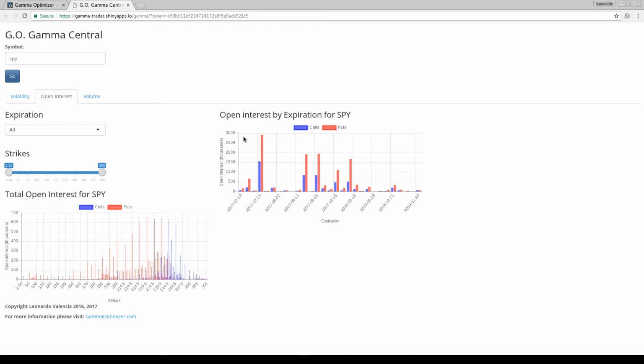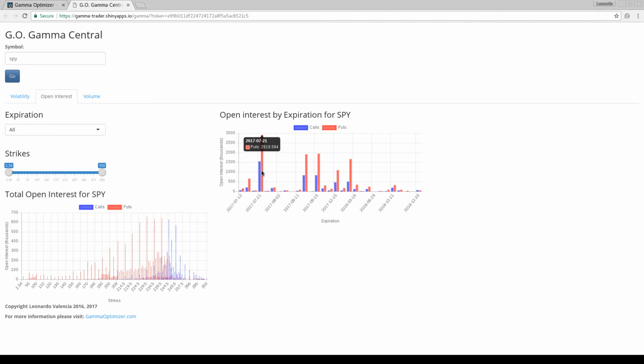You can see that it's massive interest. I mean, we're talking about millions of contracts. It's almost 3 million contracts right here. And you can see where the open interest lies for something like SPY. You know, it's like July 21st. This is very common. The official monthly expirations are the ones that see massive open interest.